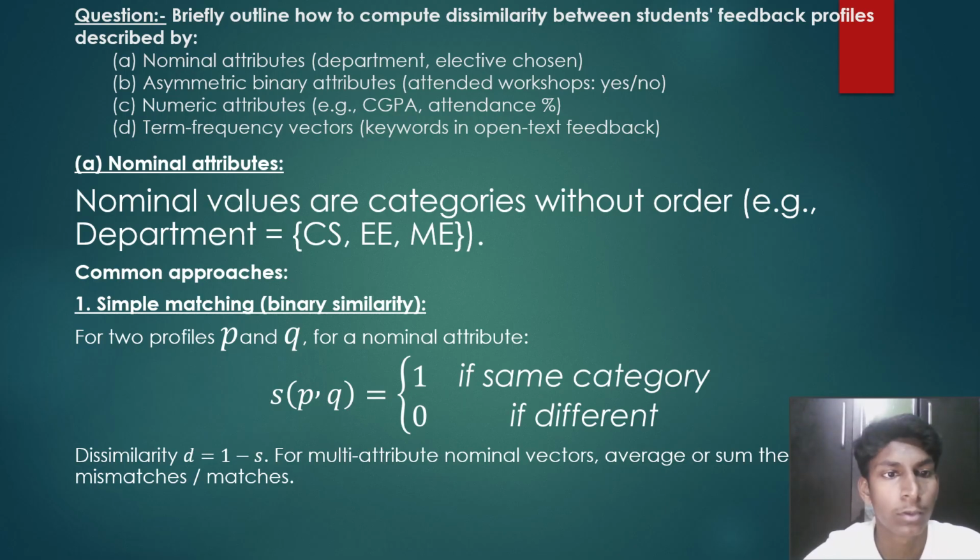Nominal attributes. Nominal attribute values are categories without order. Example, department equals {computer science, electrical engineering, mechanical engineering}. Common approaches are simple matching, binary similarity: for two profiles P and Q, for a nominal attribute, S(P, Q) equals 1 if same category, 0 if different. Dissimilarity D equals 1 minus S. For multi-attribute nominal vectors, use the average or the sum of mismatches and matches.